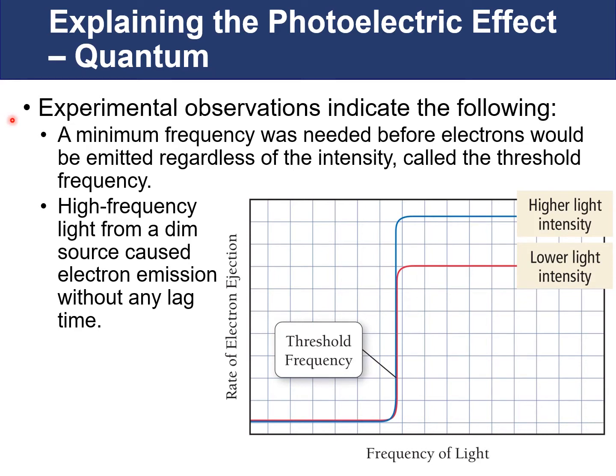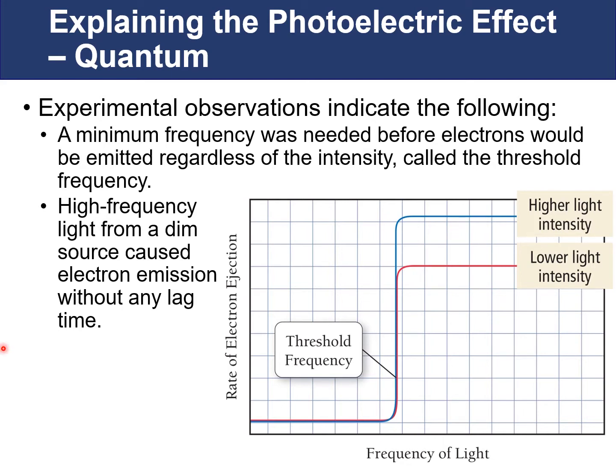What is actually seen experimentally is that there is a minimum frequency that is needed before electrons will be emitted regardless of the intensity. That particular frequency is called the threshold frequency. Below that frequency, regardless of the intensity of light, no electrons will be emitted. As soon as you get a frequency that is above the threshold frequency, electrons start to be emitted, regardless of the intensity. If the intensity of light is low, the electrons are still ejected, but they are done so at a lower rate, less electrons per unit time. When the intensity is high, a larger quantity of electrons per unit time are emitted.